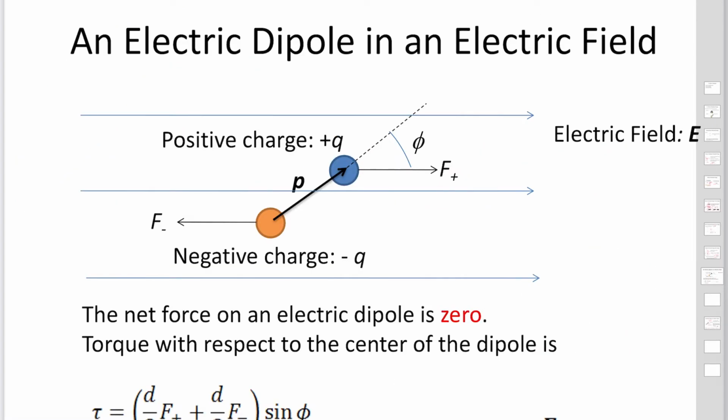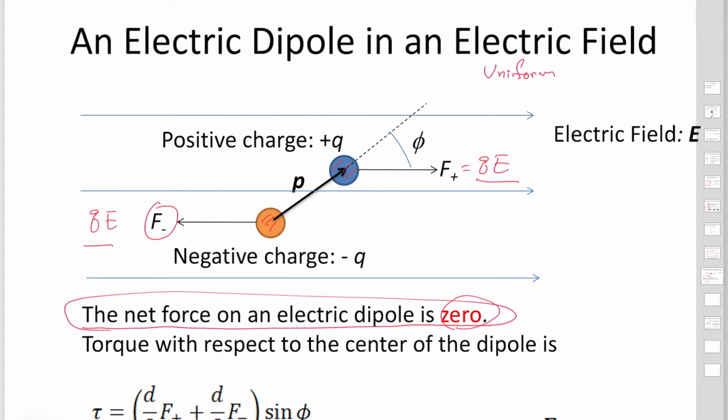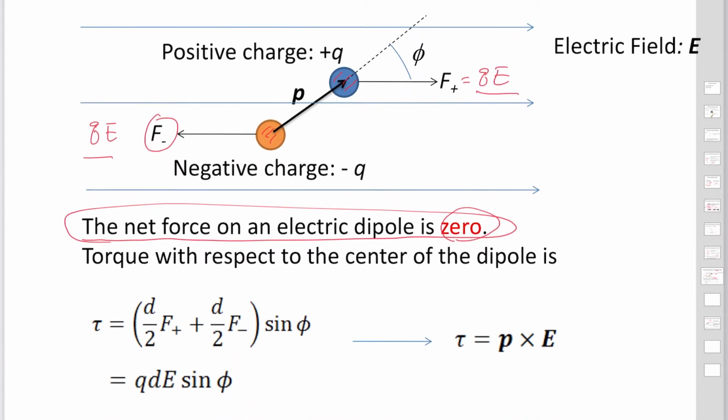Electric dipole in a uniform electric field. We consider that this is uniform, so E is a constant quantity. Force of qE is acting on this positive charge. Electric force of qE is acting on the negative charge. These two forces of qE have the same magnitude but are directed in opposite directions. If you sum up these two forces, the net force on the electric dipole is 0. So this dipole does not move in a positive or negative direction, but it is going to rotate in these directions.